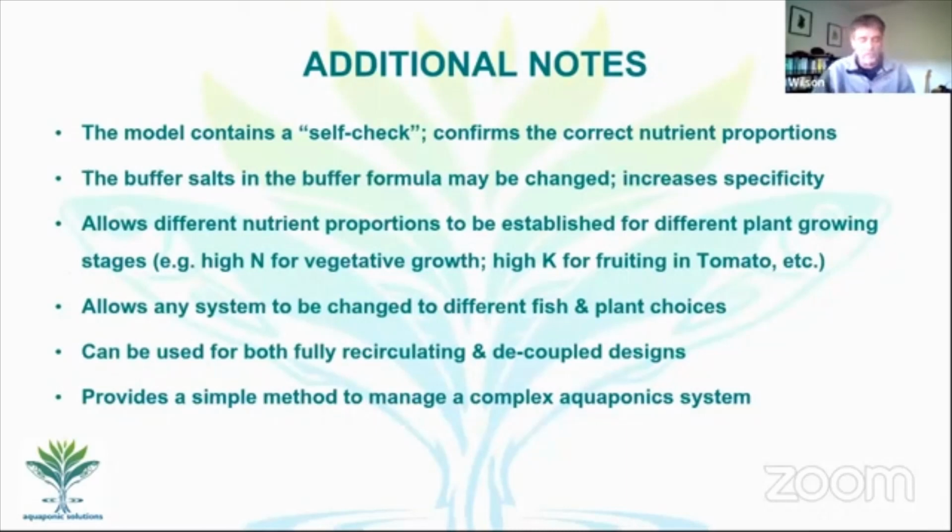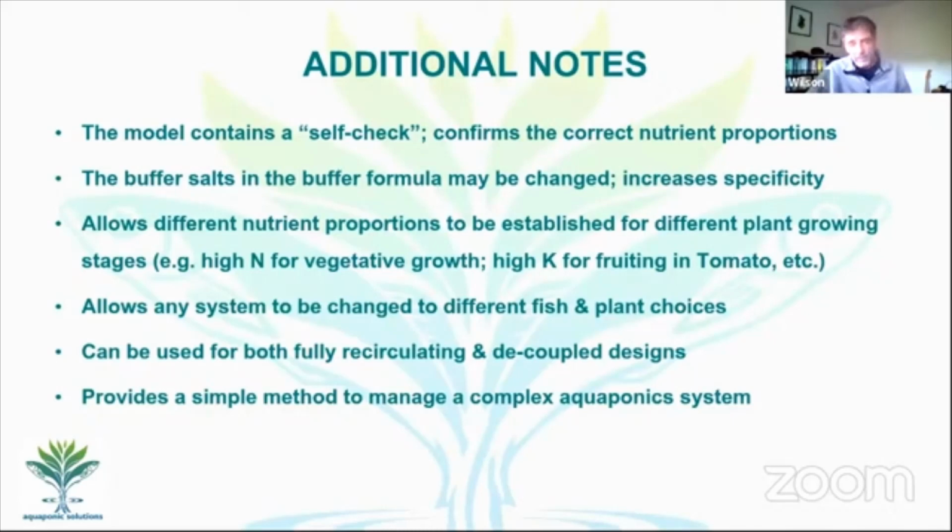So just some additional notes. The model does contain a self-check for me. So it goes through and it calculates all the desired proportions of one nutrient to the other, and then it goes through itself and checks itself. And if a proportion is incorrect at the end, I know something's gone wrong. So it's got a check in it. You can change the buffer salts, like I said, so you can do it based on what's easily and cheaply available to you in your local area. It allows you to use different nutrient proportions and establish those for different plant stages.